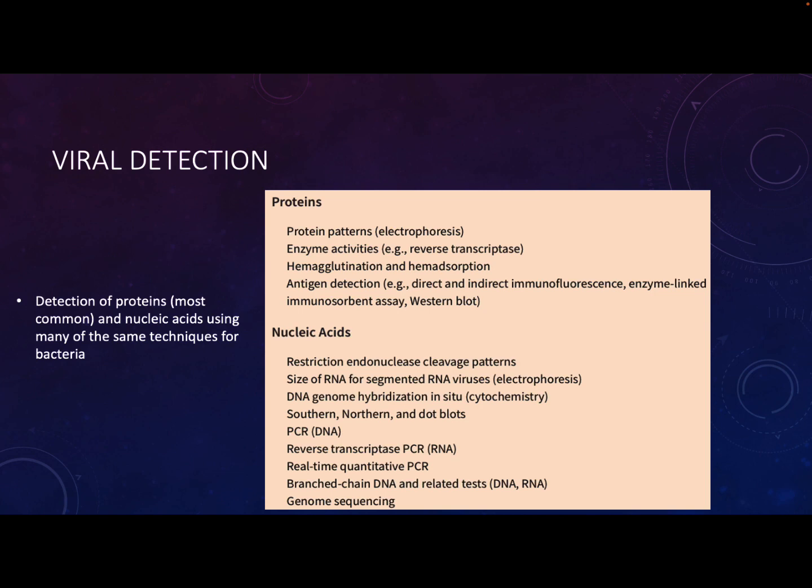The second most common would be nucleic acid-based tests. Similar techniques to those that you would use for bacteria. Like with proteins, you would do things like Western blots and ELISAs for protein assays. For nucleic acids, really commonly you're going to be doing PCR or reverse transcriptase PCR if you have an RNA-based virus. You can do genome sequencing of the viruses because they're so small. It's pretty straightforward. So those are the most common. Culture is not terribly common.